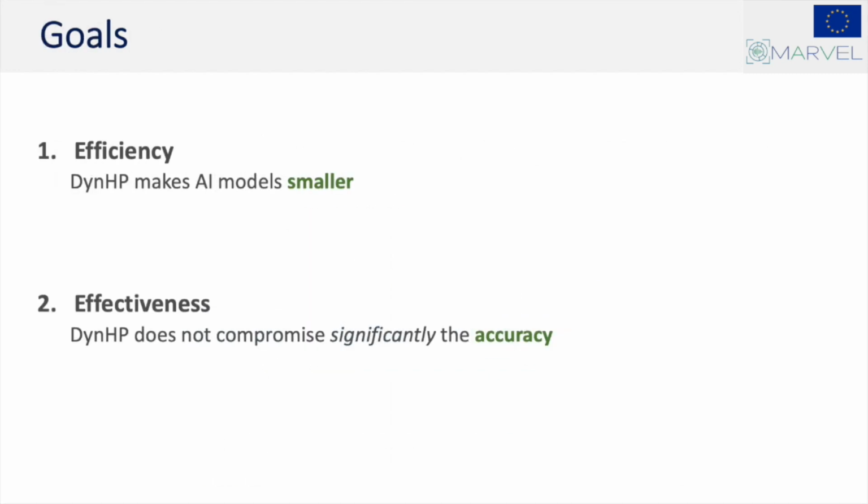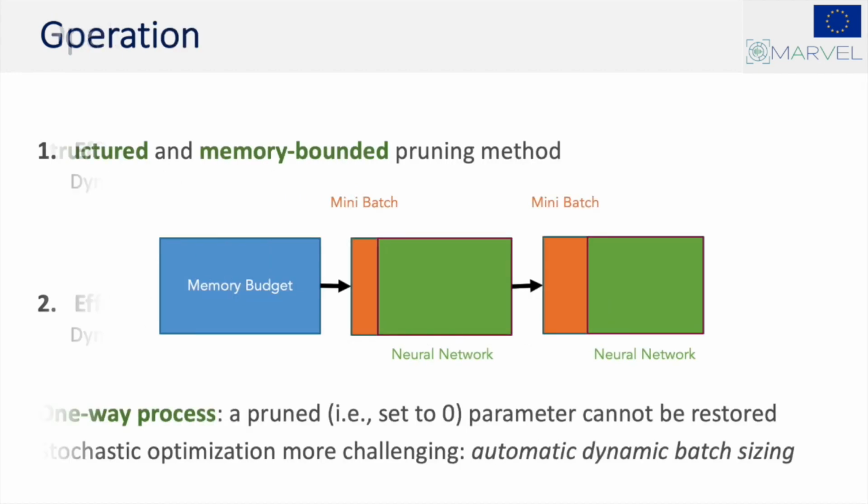DynHP is a process that optimizes AI models to make them more efficient. This allows AI inference to be performed on resource-constrained devices in the fog or edge layers. The current version of DynHP implements a structured pruning methodology. DynHP incrementally removes sets of parameters of a deep network model during the training process.